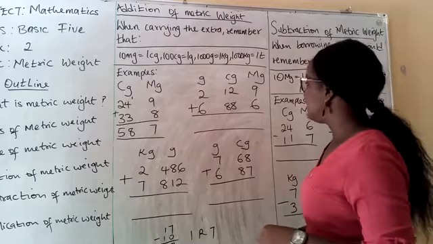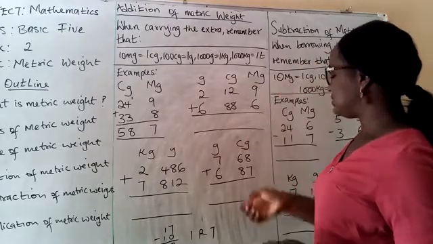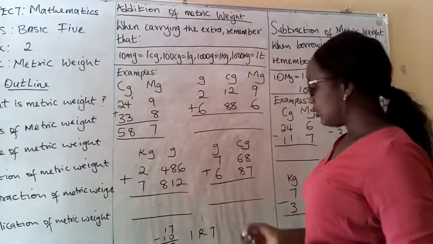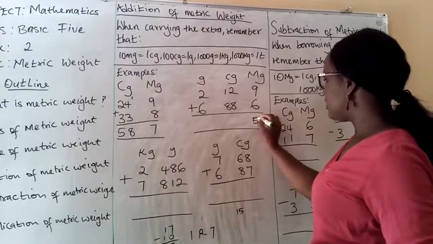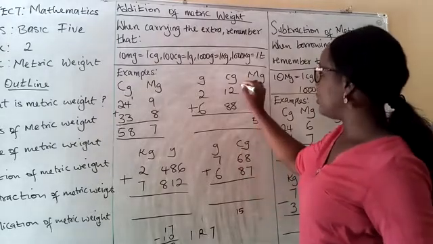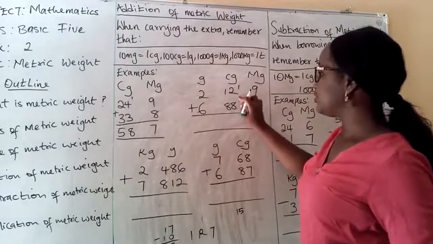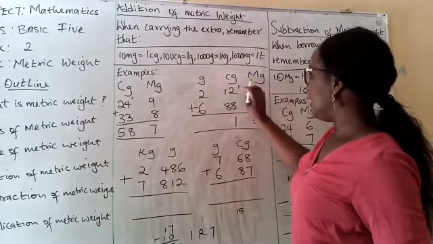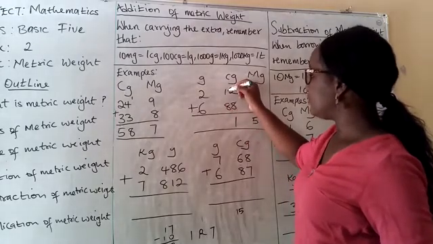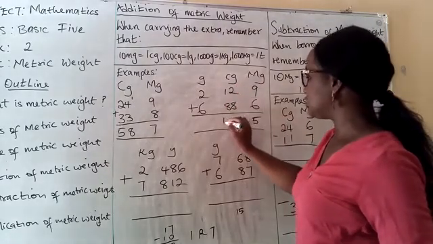Okay, going over to the next one, we have 9 plus 6, which is what? 15. How many 10? 1 remainder 5. So you have your 5, right? And you carry the 1 over. 1 plus 2 will give us 3. 3 plus 8 is 11, right? 11 carrying 1.